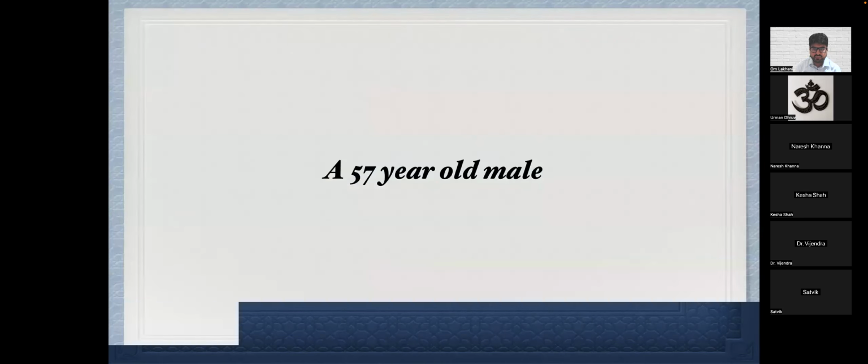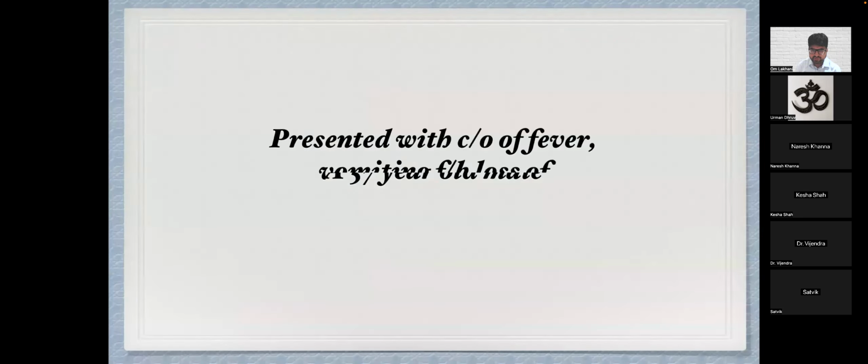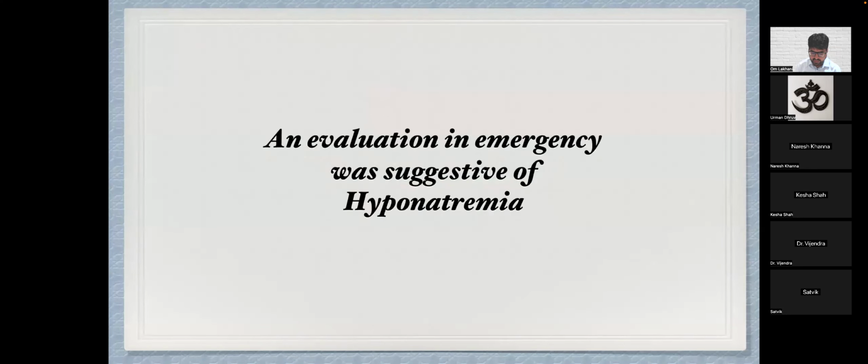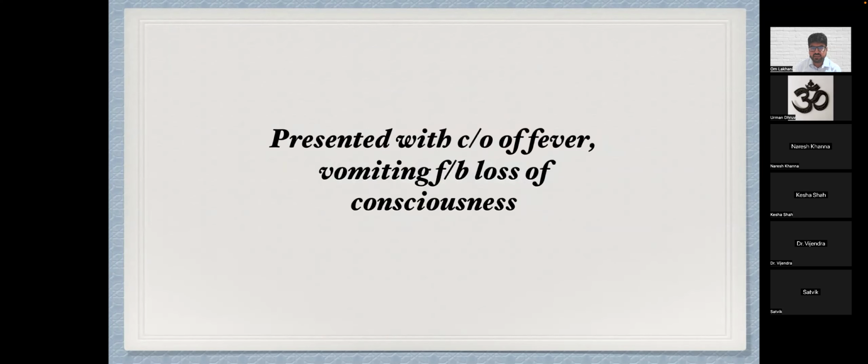Let's look now at a case of a primary adrenal insufficiency. Okay, so let's see the case here. This is a 57-year-old male patient who presented with history of fever, vomiting, loss of consciousness, and an evaluation.